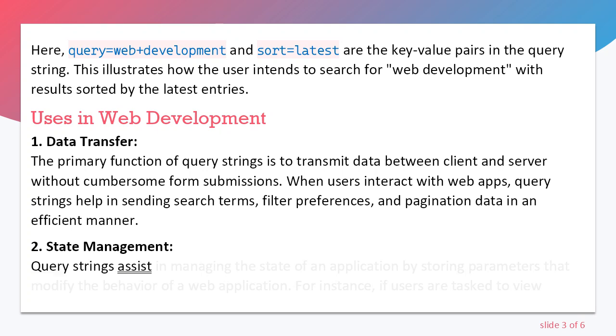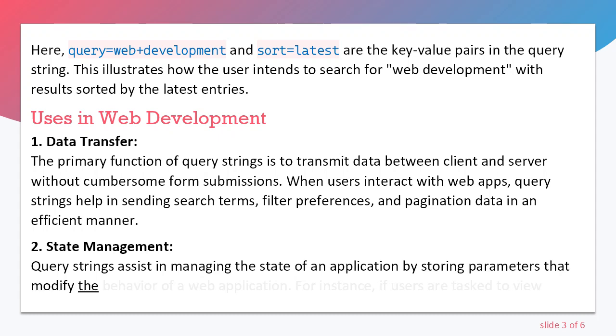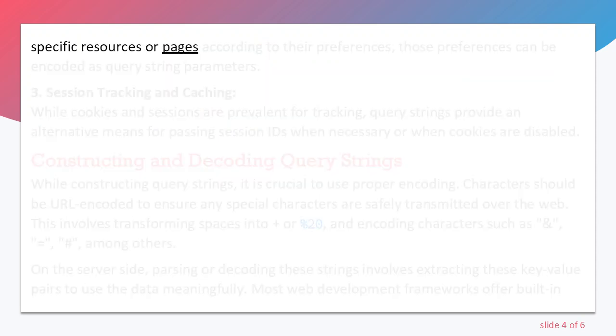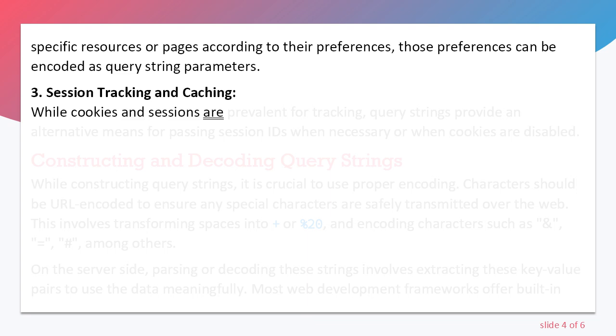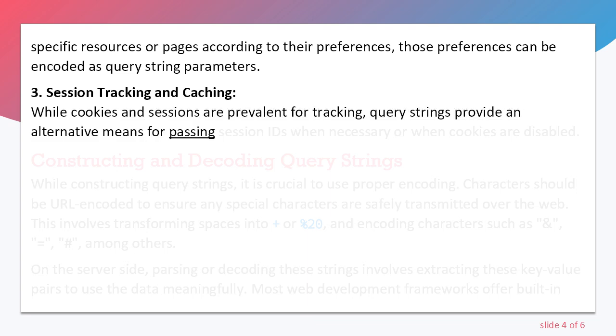2. State management. Query strings assist in managing the state of an application by storing parameters that modify the behavior of a web application. For instance, if users are tasked to view specific resources or pages according to their preferences, those preferences can be encoded as query string parameters. 3. Session tracking and caching. While cookies and sessions are prevalent for tracking, query strings provide an alternative means for passing session IDs when necessary or when cookies are disabled.